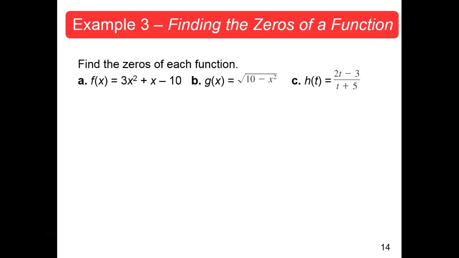g of x equals the square root of 10 minus x squared. How do we do that? Set it equal to 0, because the function is g of x, and we want that to be 0. Since g of x is the square root of 10 minus x squared, we'll set the square root of 10 minus x squared equal to 0.